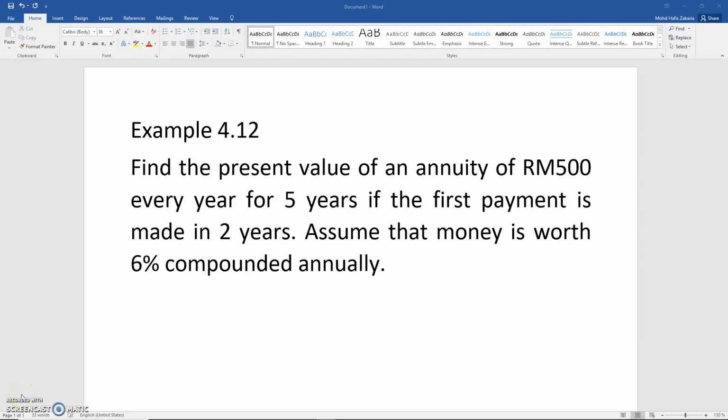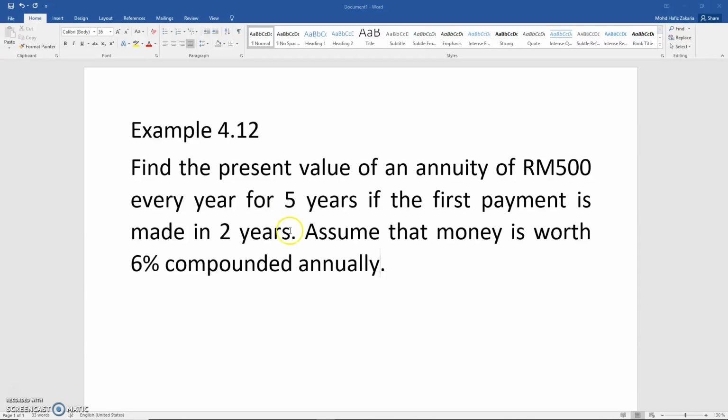Example 4.12. Find the present value of an annuity of 500 every year for 5 years if the first payment is made in 2 years. Assume that money is worth 6% compounded annually. So other than the payment that is being made late, which is the first payment in 2 years, everything else is the same as an ordinary annuity certain.